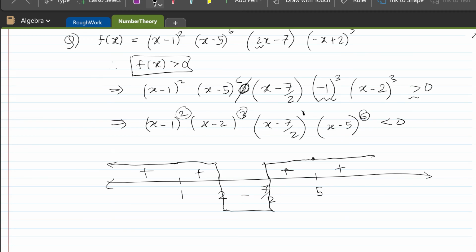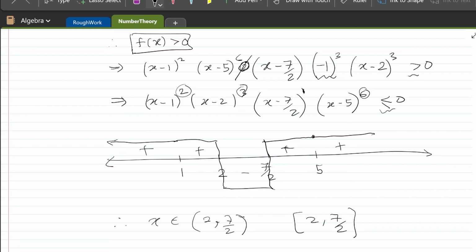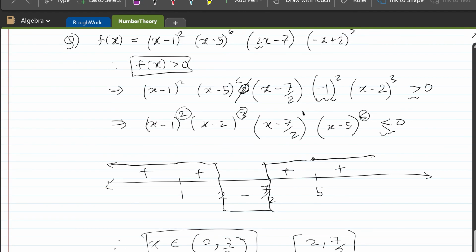Now what we have is x belonging to the closed interval from 2 to 7 by 2, with both 2 and 7 by 2 included, because we have... no wait, strictly less than 0 condition. If it was equal to 0, in that case we would have written 2 comma 7 by 2, both included. So in this case x belongs to 2 comma 7 by 2, and we are able to find out an interval where this expression is negative and where it is positive, right? So yeah, this is all about it.